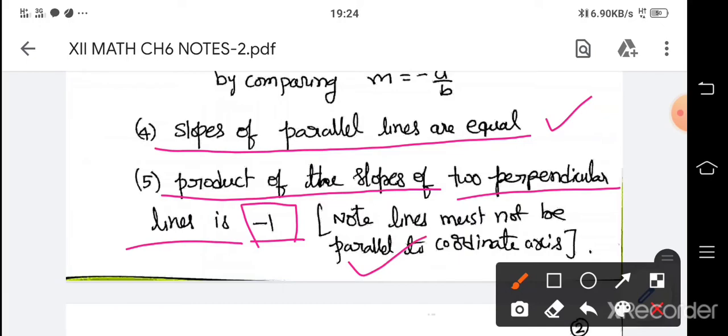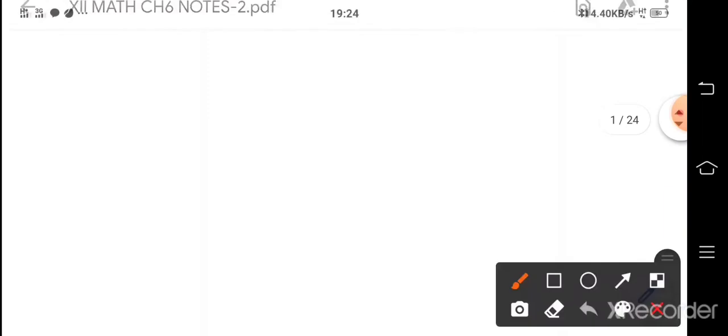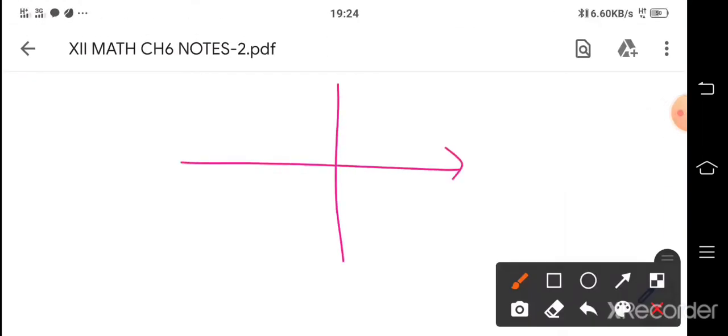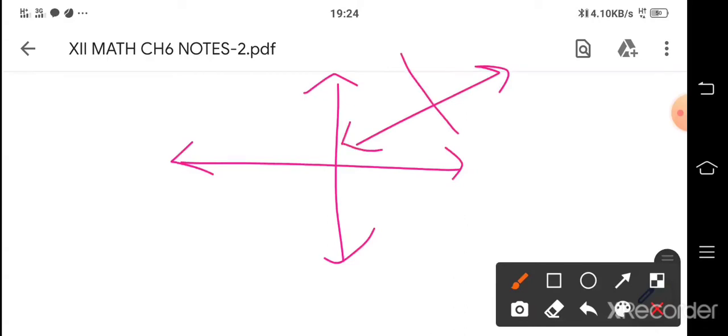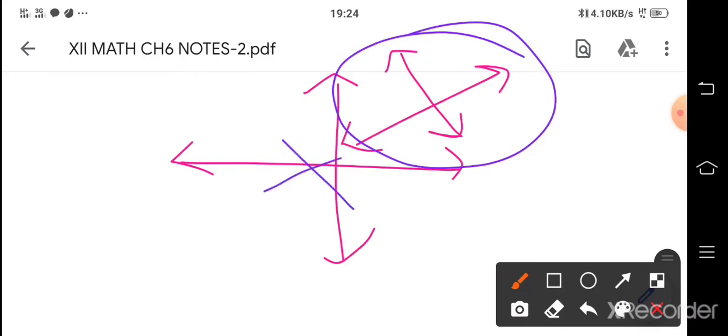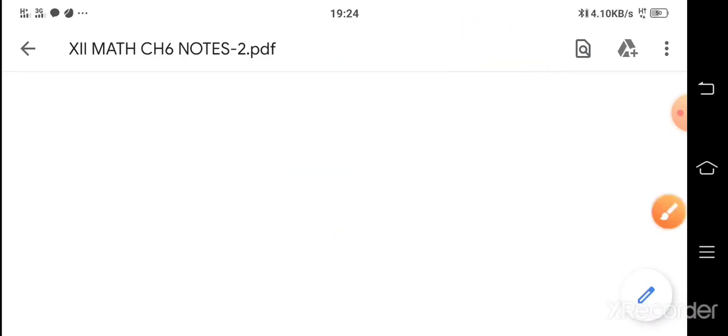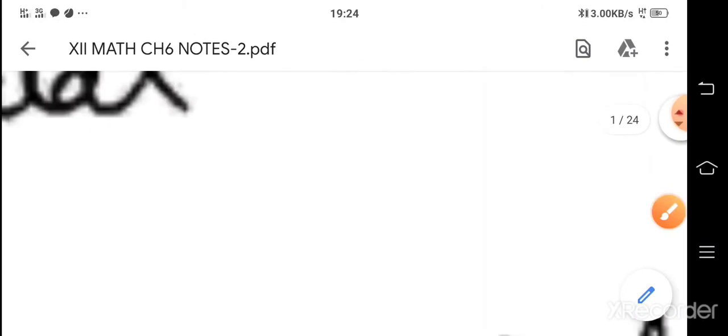That means they should be like this. Look, the lines should not be parallel to the axes. See, for example, if you take the x-axis and y-axis, the product is not minus 1, though they are perpendicular. The lines should be slanting. The product of the slopes of these two lines is minus 1, but not these two. Okay, next.